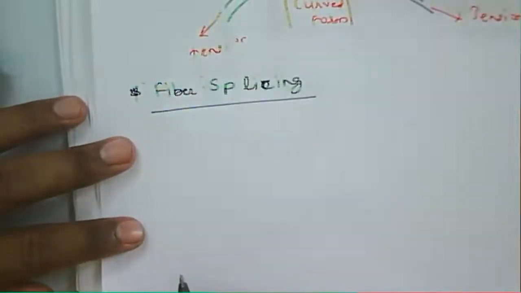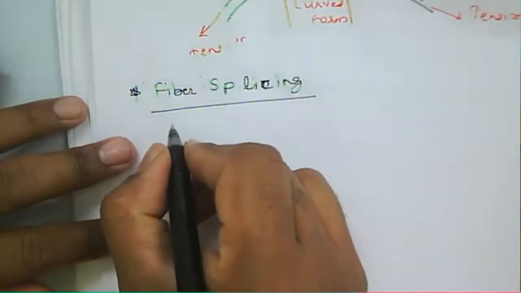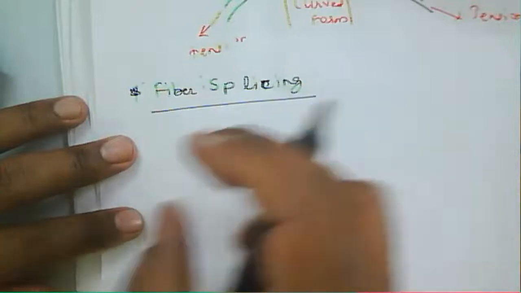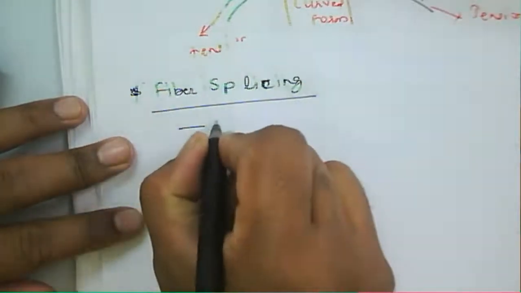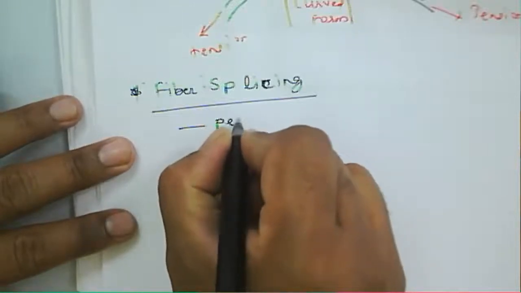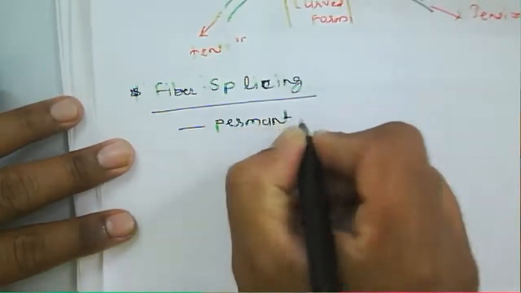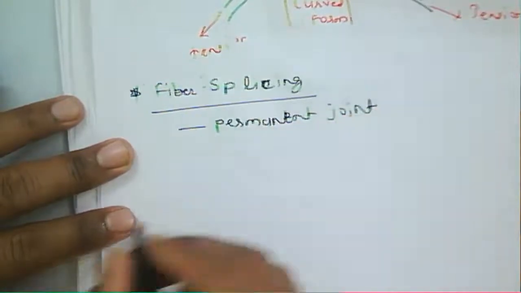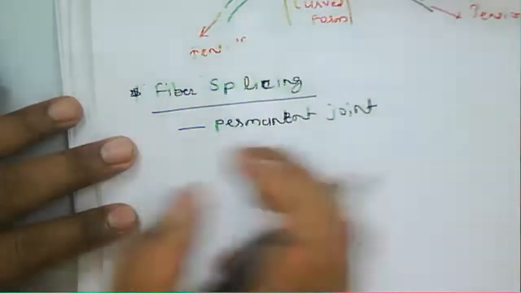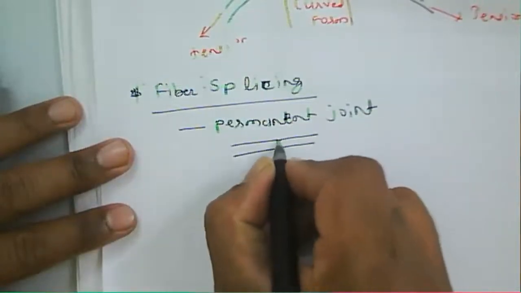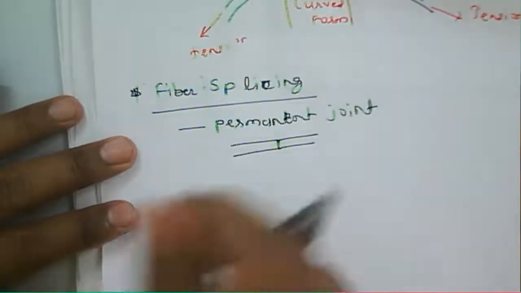In fiber splicing, permanent splicing means a permanent joint or a permanent bond, so that we can connect two fibers permanently. So it is about a permanent joint there.